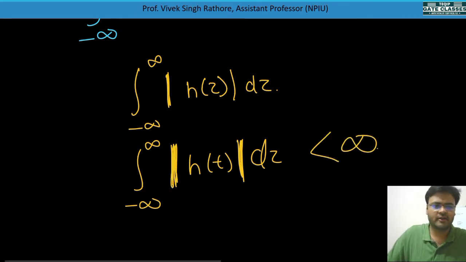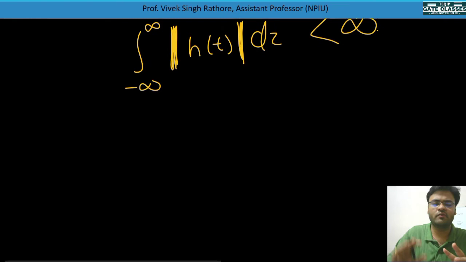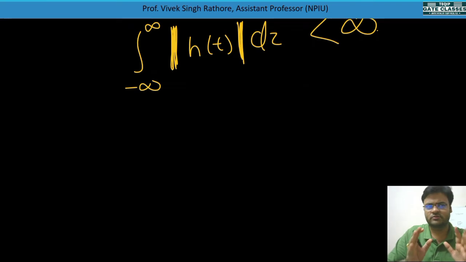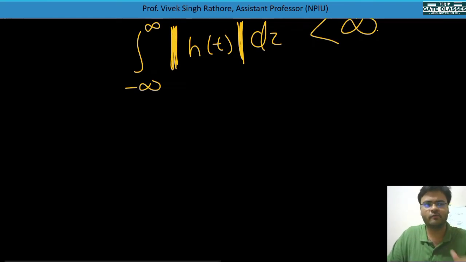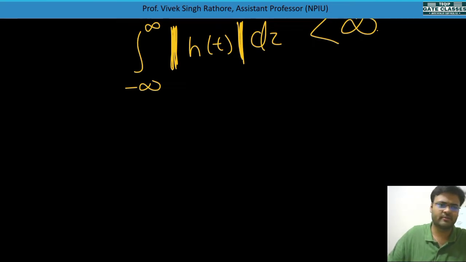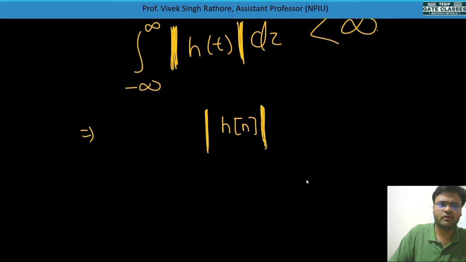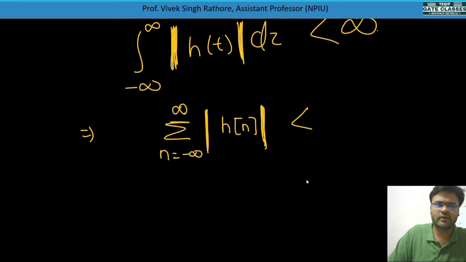So whenever you have been given an impulse response and you have been asked to calculate whether this system is stable or not, just try to integrate the magnitude value of h of t, and if it is less than infinite, then that system is stable, otherwise unstable. For a discrete time LTI system, you just need to add the impulse response magnitude. In continuous time you integrate, and in discrete time you sum, and this value should be less than infinite.